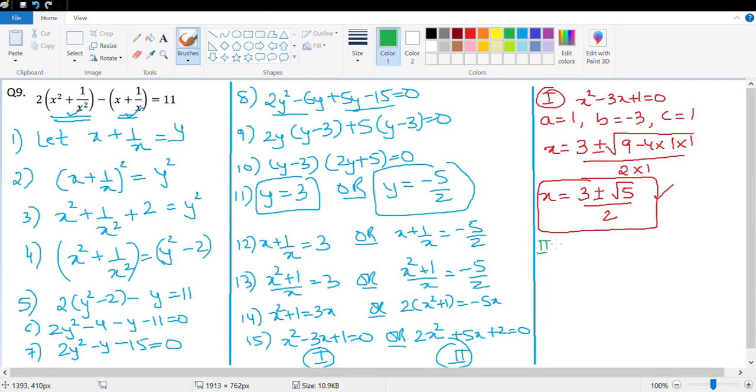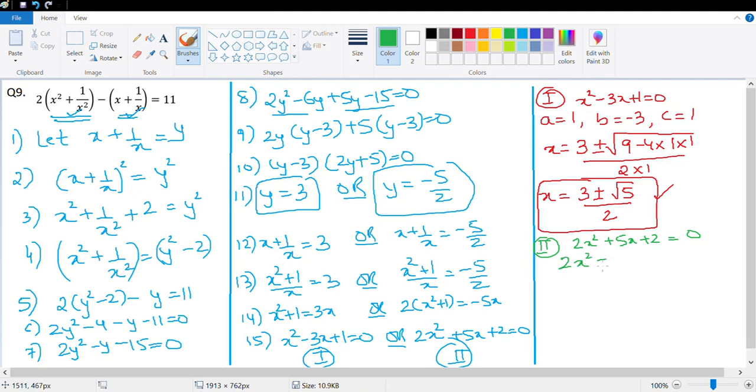Let's look at solving the second equation. The second equation is 2x² + 5x + 2 = 0. I need to find factors of 2 × 2, that's 4, the sum of which should be 5. So that will be 4 and 1. Yeah, 4 × 1 is 4, and 4 + 1 is 5.